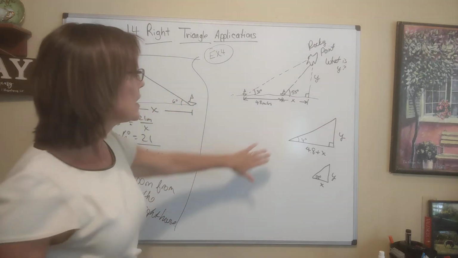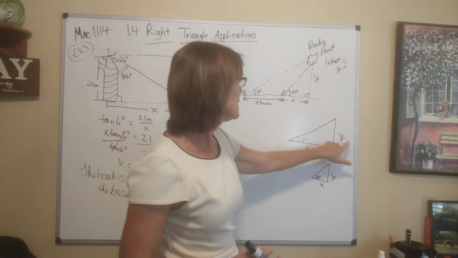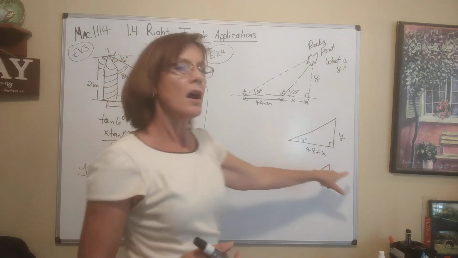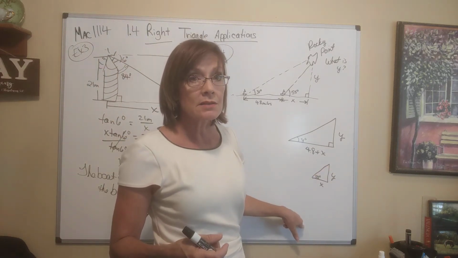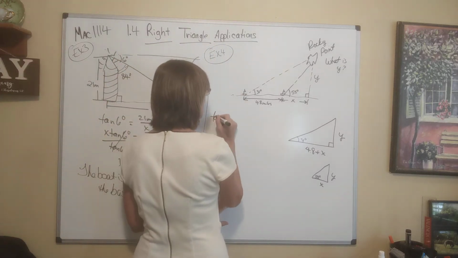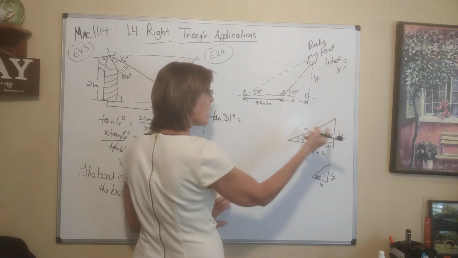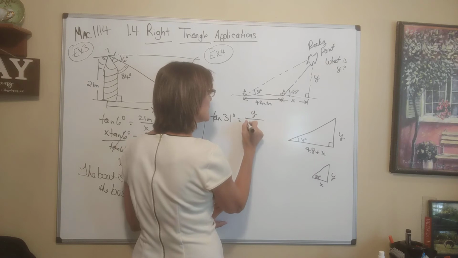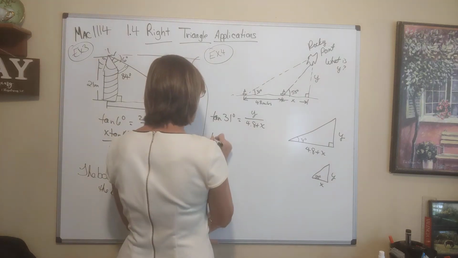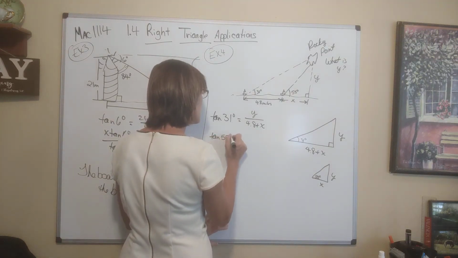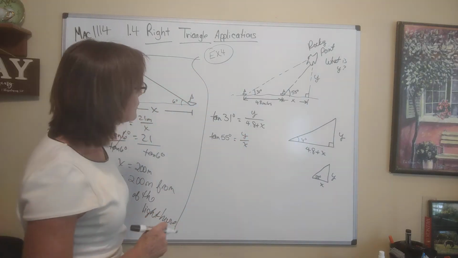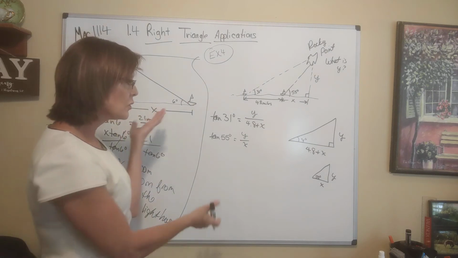When I look at this first triangle, we have opposite and adjacent, and that says tangent to me. And when I look at the second triangle, we have opposite and adjacent, and that also says tangent to me. So let's write two tangent ratios. The tangent of 31 degrees is equal to opposite y over adjacent, 4.8 plus x. And the tangent of 55 degrees is equal to opposite y over adjacent x.